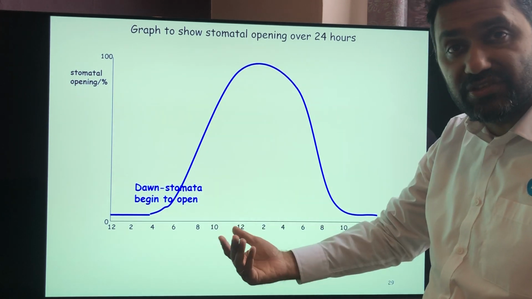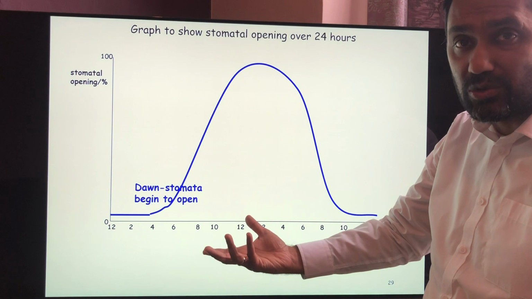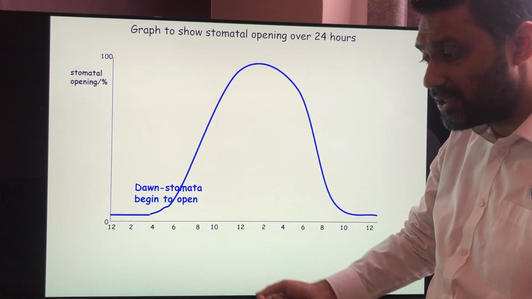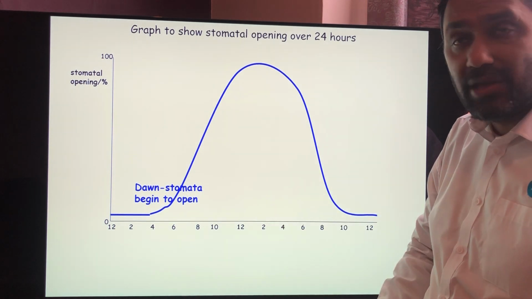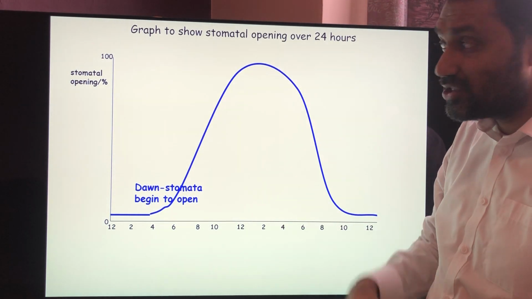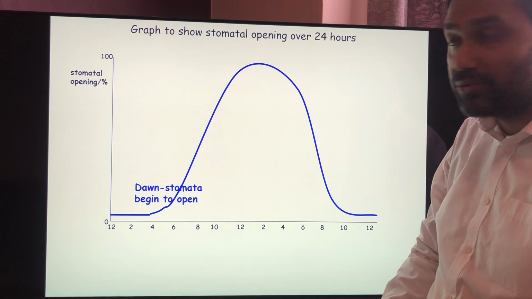During the night, they're closed, obviously. There's no photosynthesis, there's no sunlight. What's the point? You'll be losing water. Complete waste of time. So they start to open, hitting a peak around lunchtime, because that's the highest point the sun is at. So the light intensity is at the greatest during the middle of the day.